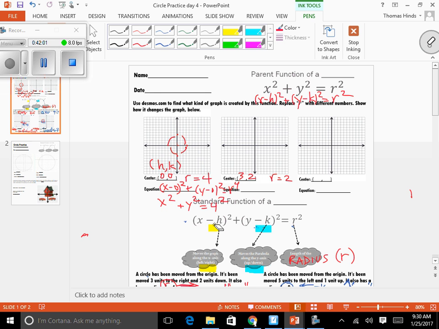The second one, let's write in the second one. This one I'll get your help on the second one.